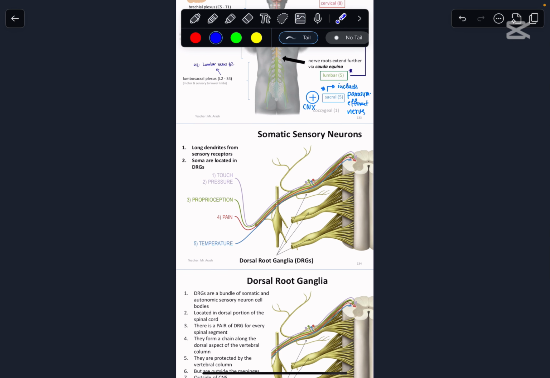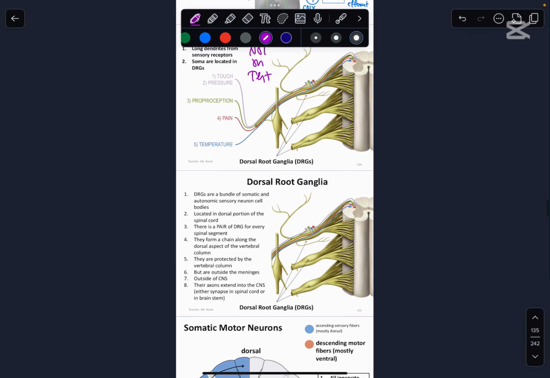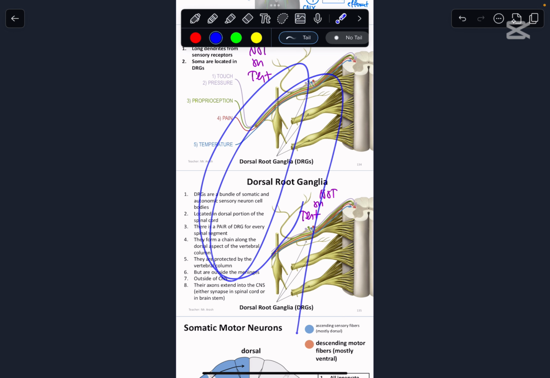These couple of slides are not going to be on the test. Not on test. Also not on test. But don't worry about these two.